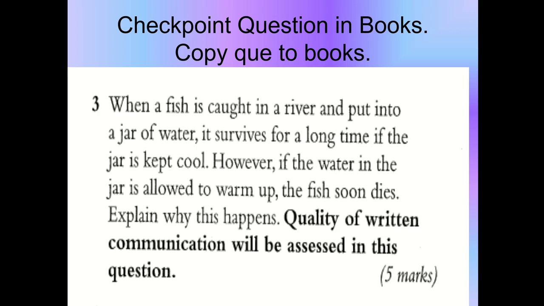So there's a little question for you. You can pause the video and do it, and I'll tell you the answer. Pause the video now. So this is a 5 marker, so just be careful, although there is a QWC part to it. So very simply, you need to talk here about the fact that if the water increases in temperature, the solubility of gases decreases, and in particular the solubility of oxygen will decrease in the water, therefore there'll be less oxygen for the fish to use for respiration, and if fish can't undergo respiration, they will die.